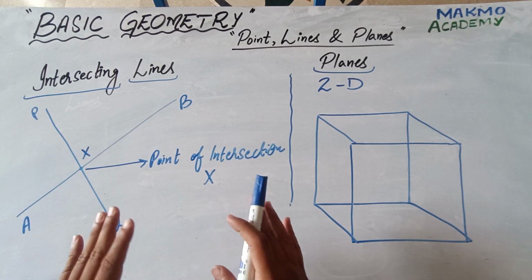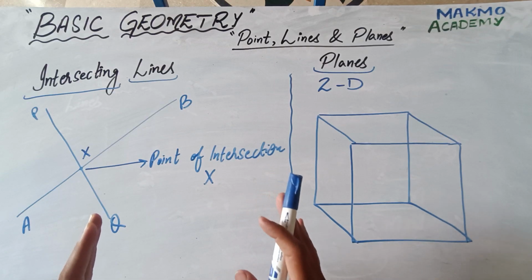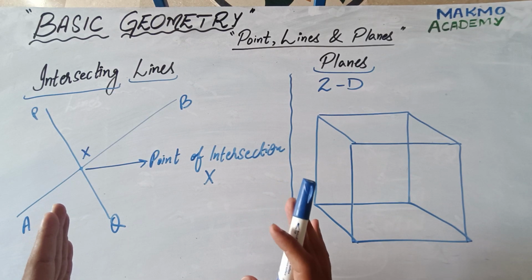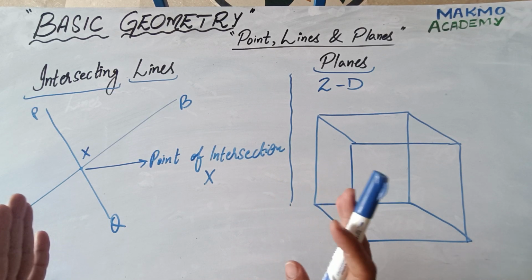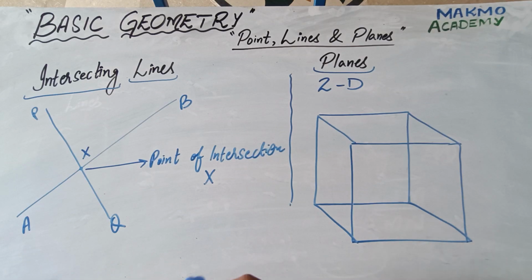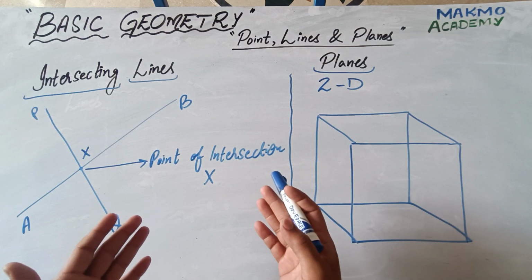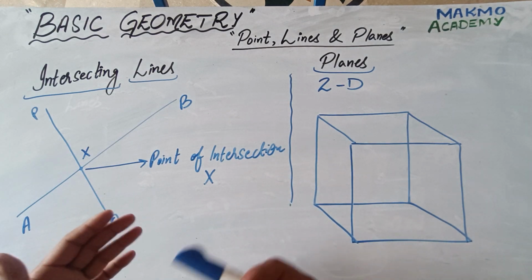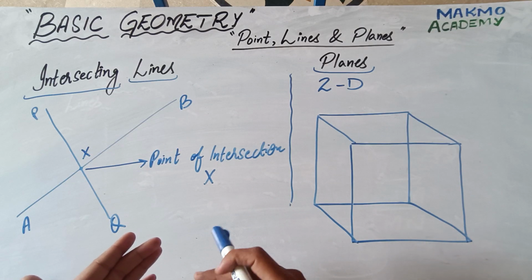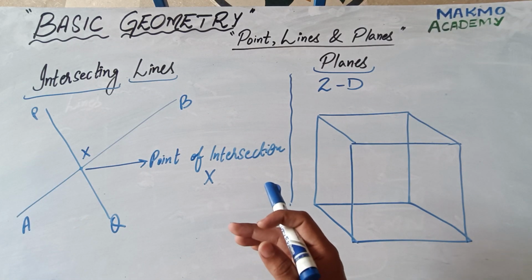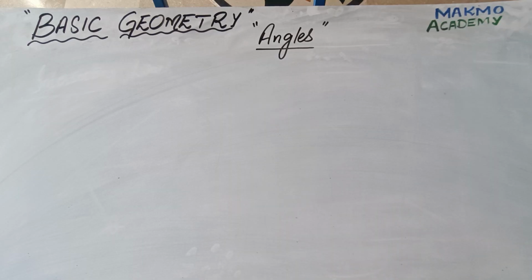So we have discussed the basic geometric figures. These are called basic geometric figures: point, line and plane, because by using these basic figures we will work on complex figures and proceed towards the next step. Now let's discuss another important thing in basic geometry, which is angles. So how is an angle formed?